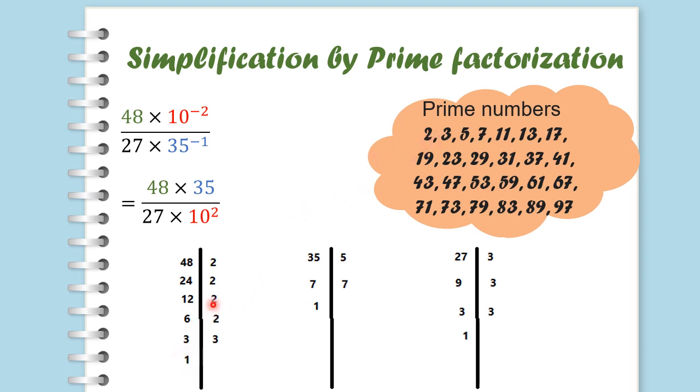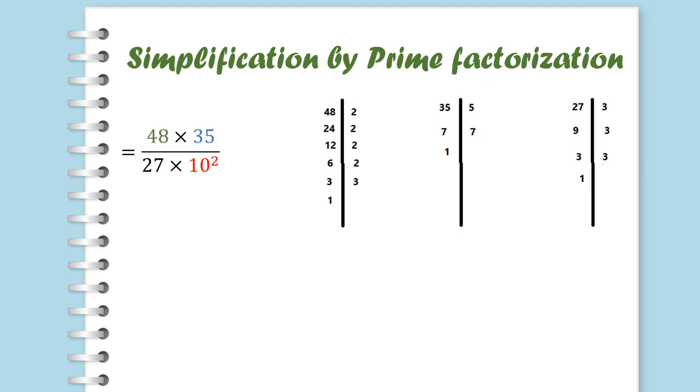So for example, here 3 is not divisible by 2. Then I move to the second prime, which is 3. So 3 divided by 3 is 1. And so on for 35 and 27. Now it's time to write the answers obtained. So the prime factorization of 48 is 2 power 4 times 3. So instead of 48, I write 2 power 4 times 3. Instead of 35, here are the answers, 5 times 7. Instead of 27, I write 3 power 3.